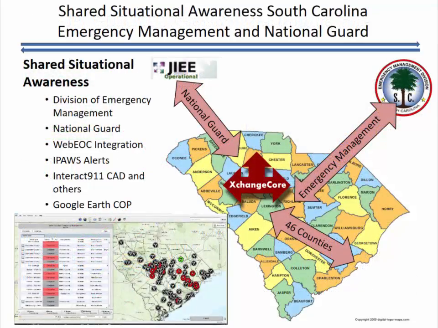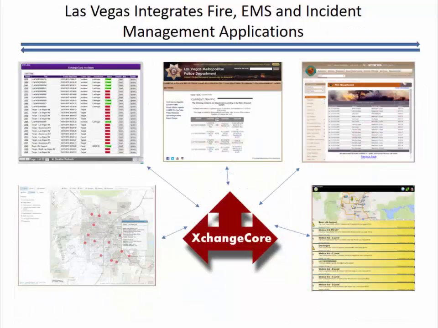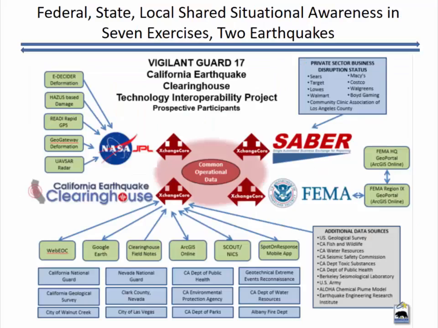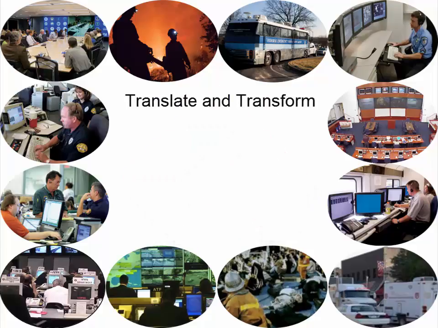State of South Carolina, an extensive implementation for shared situational awareness. City of Las Vegas, integrating fire and emergency medical service applications through XchangeCore. The California Earthquake Clearinghouse leads the way in large-scale federal, state, local shared situational awareness using technology interoperability built around XchangeCore.